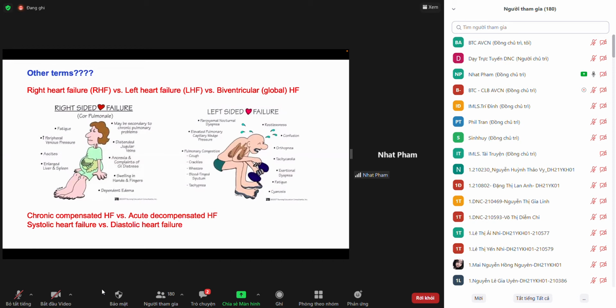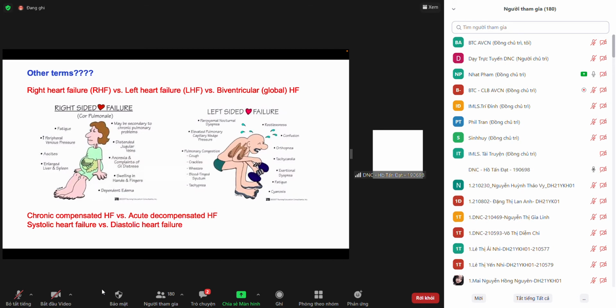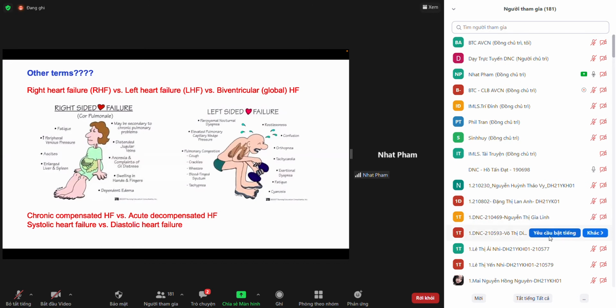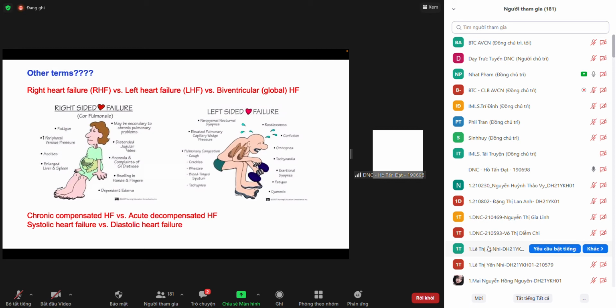Hồ Đăng Đạt. Dạ. Can you talk about the difference between right heart failure, left heart failure, and biventricular heart failure? You can see from here. Nhờ thầy hỏi tiếng gì tại em nghe tiếng Anh không rành lắm. Okay.